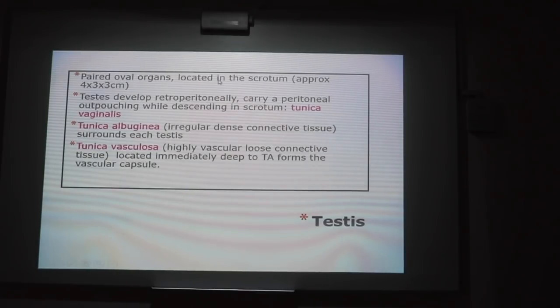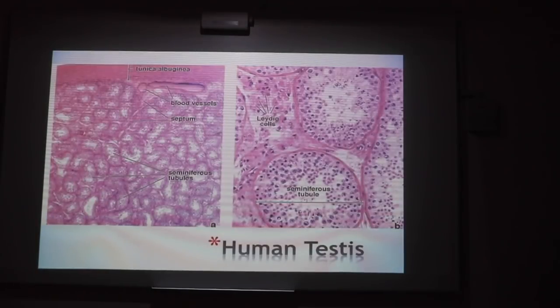They develop retroperitoneally and carry the peritoneal outpouching, which is called the tunica vaginalis. Tunica albuginea is an irregular, dense connective tissue which surrounds the testes, and it forms a capsule. Tunica vascularis is located immediately below the tunica albuginea and is the vascular layer of the capsule. Now, this is what you are seeing here.